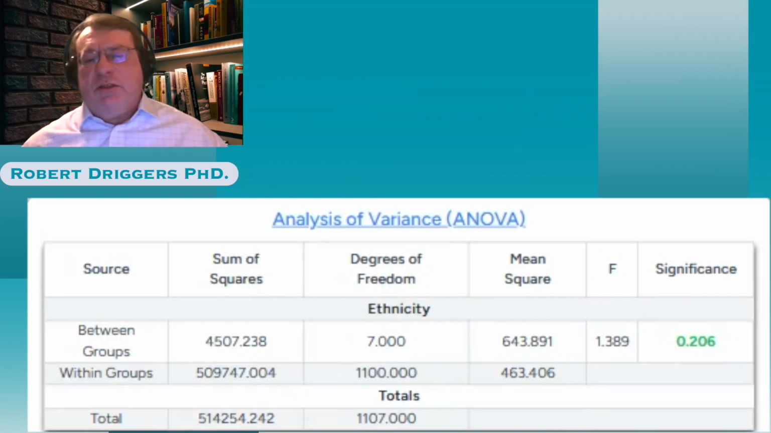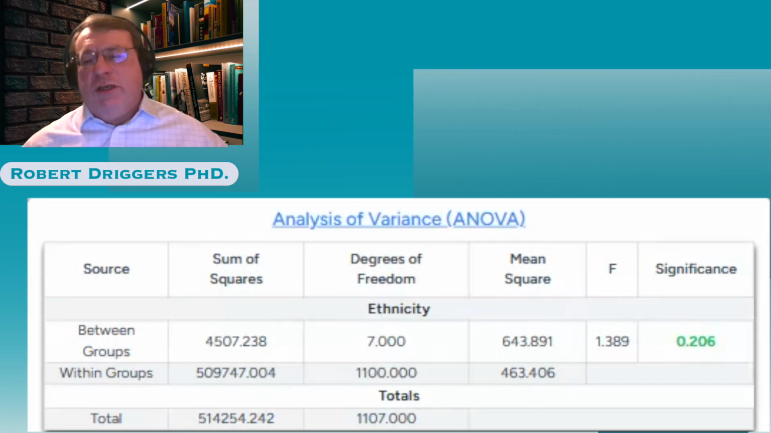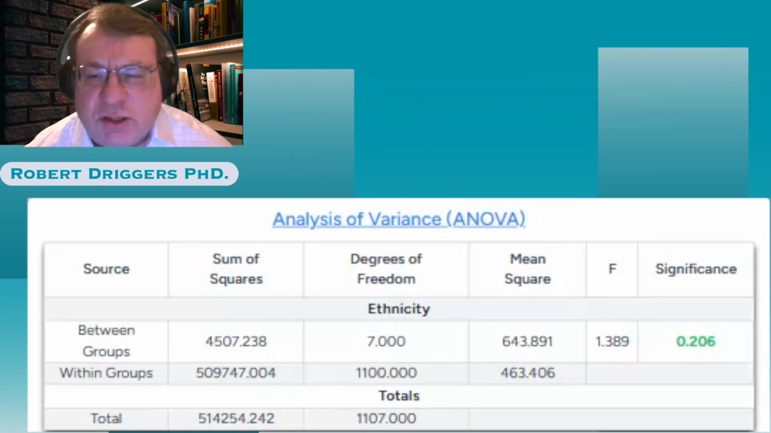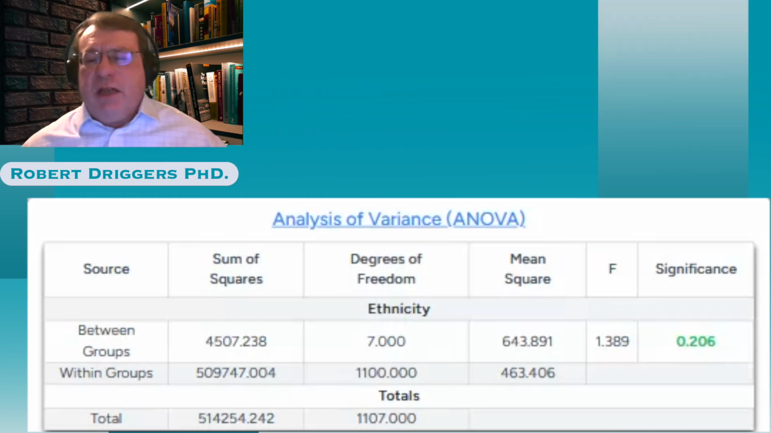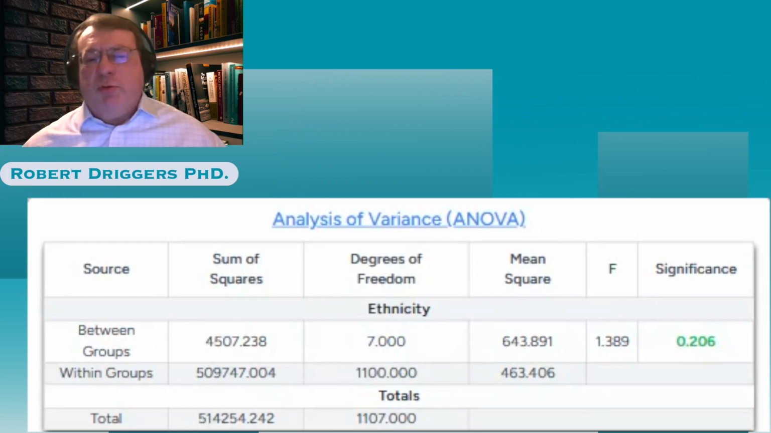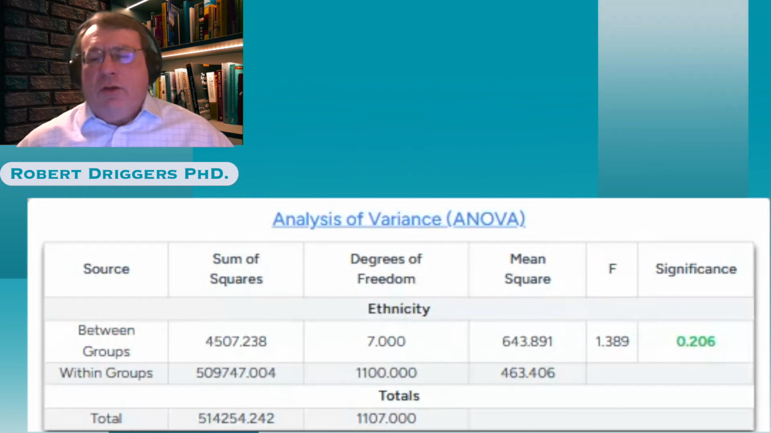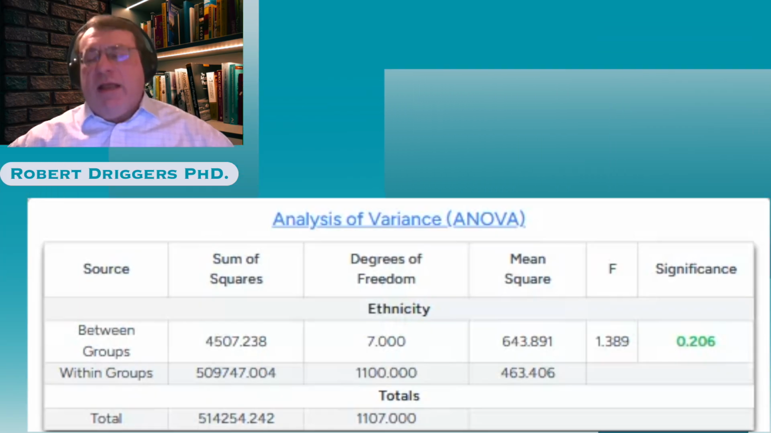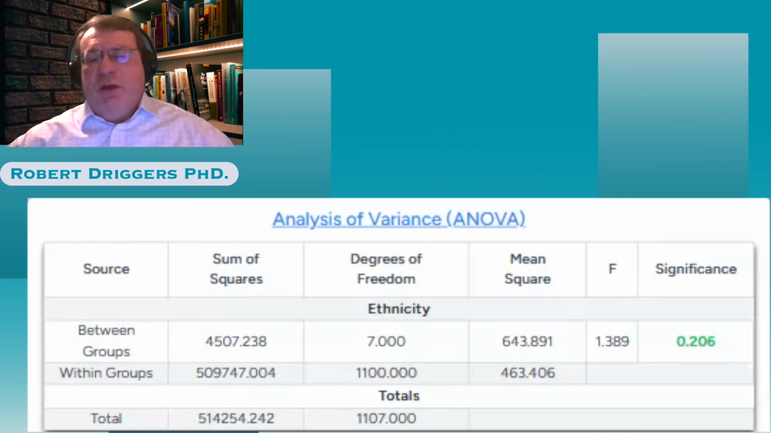In this instance, the significance of the ANOVA is 0.206. 0.206 is higher than the standard scientific significance level of 0.05. Therefore, there's no indication of differences between groups within this data set. Should the ANOVA be significant, or the probability be less than 0.05, then that would warrant further investigation using what we refer to as follow-up tests.